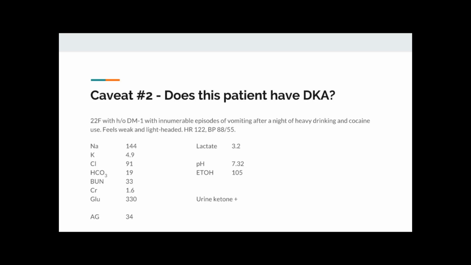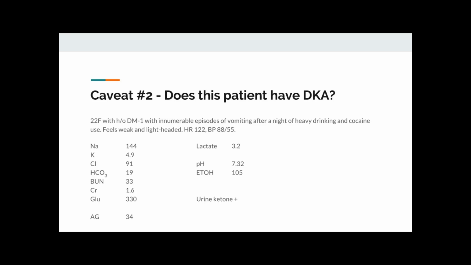So, sodium 144, her potassium is 4.9. Okay. Chloride's 91. Her bicarb is a little bit low, but it's not crazy. It's 19. Her renal function is maybe a little bit high. You know, she's a little bit dry. Her glucose is high. Her lactate is a touch high. Her pH is fine. Got alcohol in her system. However, her anion gap is really high. And she's got ketosis in here, right? So, does this patient have DKA?